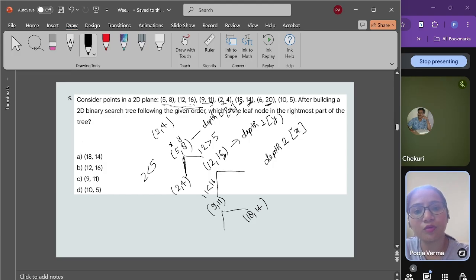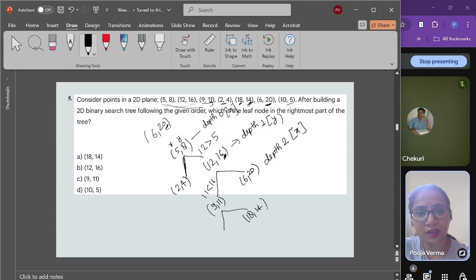Now take the next value, 6 and 20. I can write 6 and 20. Here the x value is greater than 5, so it will go to the right side. In the right side again we need to compare based on the y value. Here the y value is 20 and this y value is 16. This value is greater, so it will come to the right of this. So 6, 20 will come here. Okay.